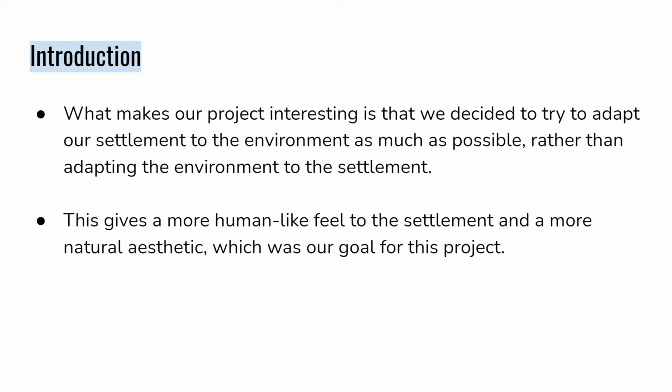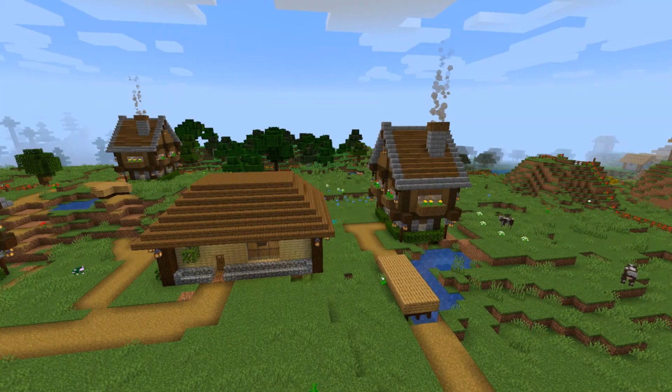What makes our project interesting is that we decided to try to adapt our settlement to the environment as much as possible, rather than adapting the environment to the settlement. This gives a much more human-like feel to the settlement and a more natural aesthetic, which was one of our goals for this project. Following images are some examples of our generated settlements.